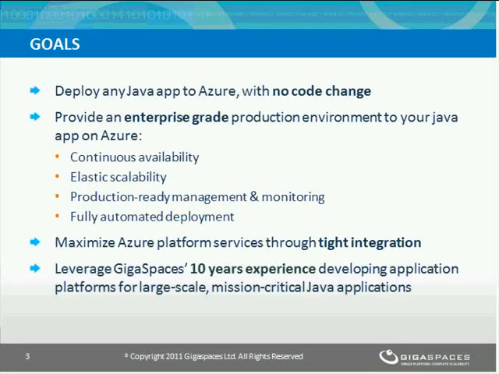When we started to design the joint Azure Gigaspaces solution and looked for the best way to make our technology as useful as possible for Azure Java users, four key goals were defined. Goal number 1 was to provide the customer with the ability to deploy any Java app onto Azure, up to the most complex enterprise Java applications, and doing this with no code change.